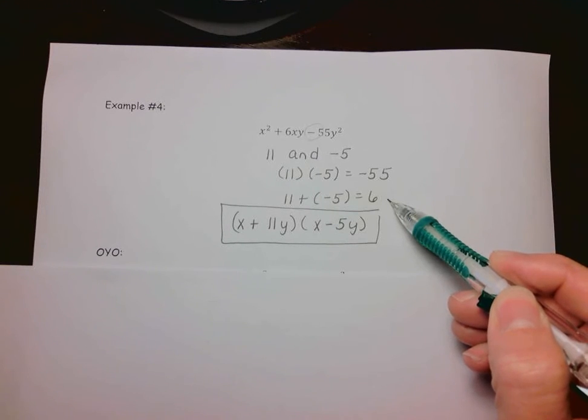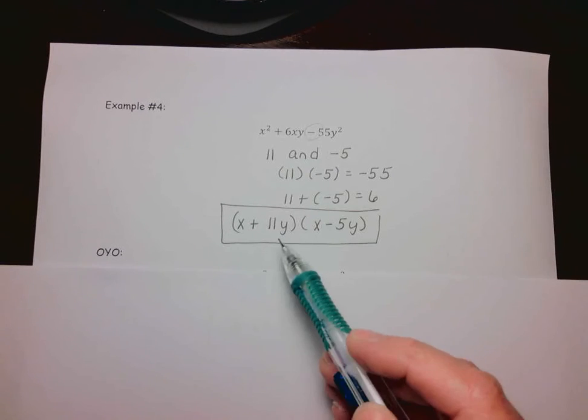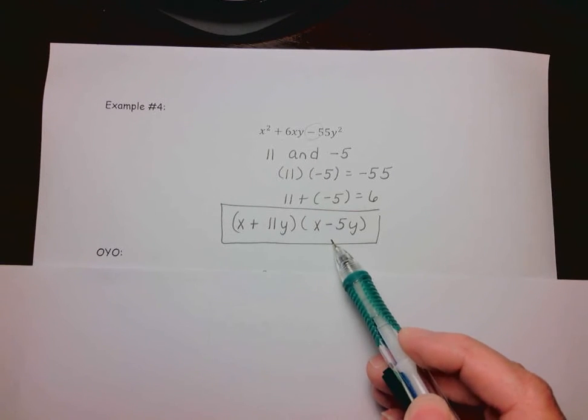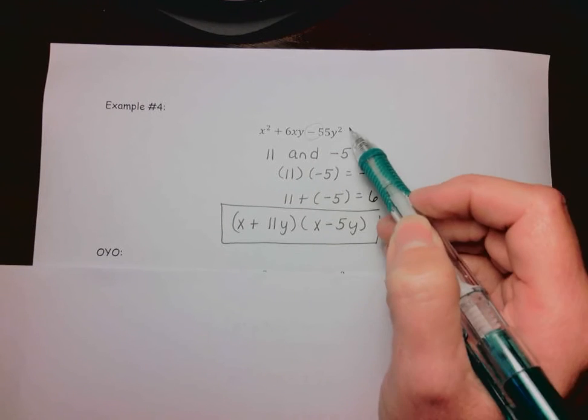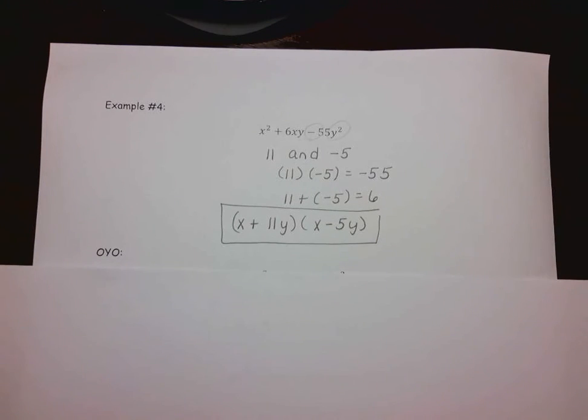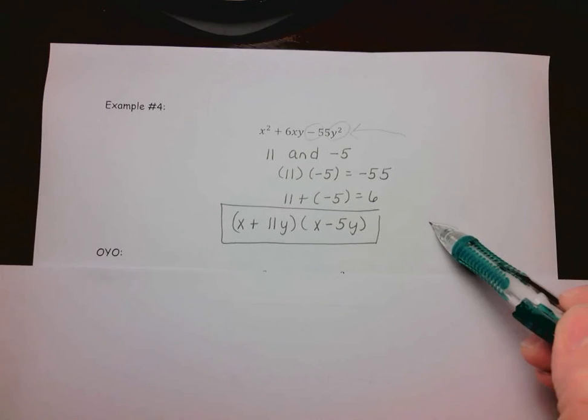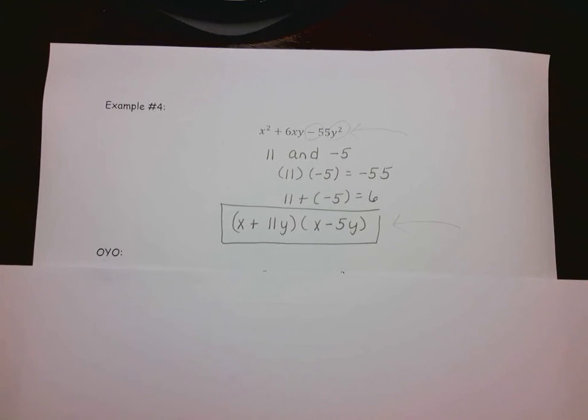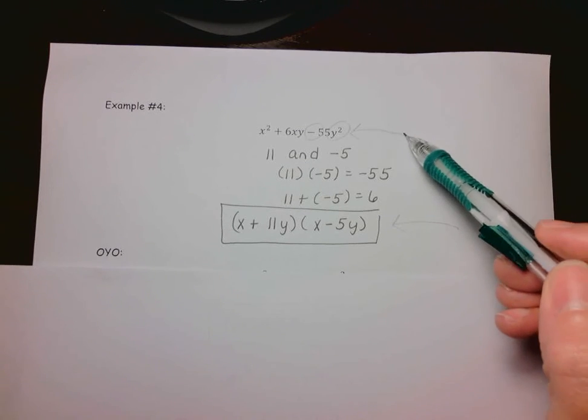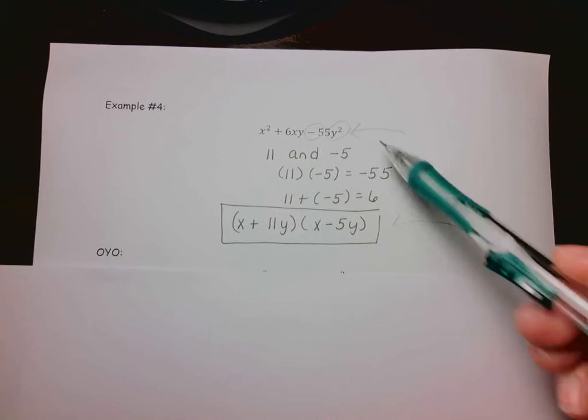But be careful, I can't just say x plus 11 times x minus 5 as my answer, because I have this extra variable y. So whenever you have a polynomial written in this form, it will always factor like this: x plus 11y times x minus 5y. So you do need to memorize this, and you do need to recognize that a polynomial written in this form will factor like this.